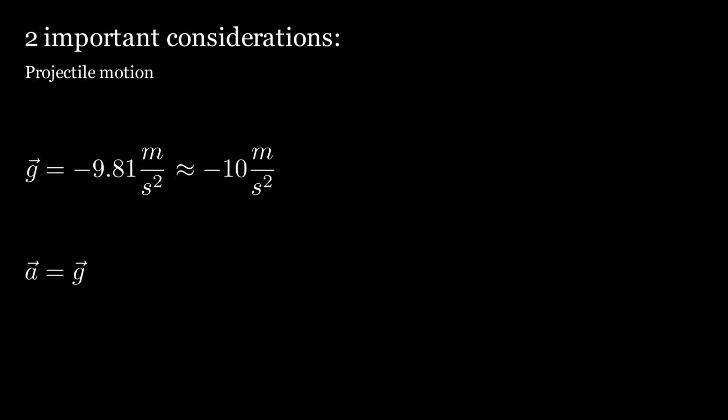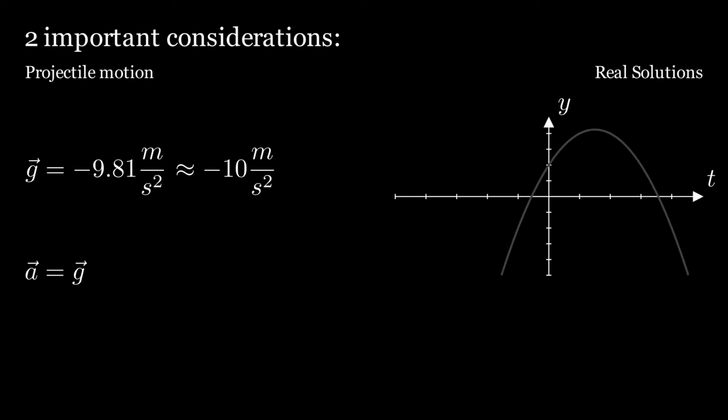The other consideration that you must think about is asking what solutions make sense. Because projectile motion often involves solving quadratic equations, more often than not you will get more than one answer. To help not give an answer that doesn't make sense, such as one where time is negative, consider labeling the region of the graph where the motion will take place.